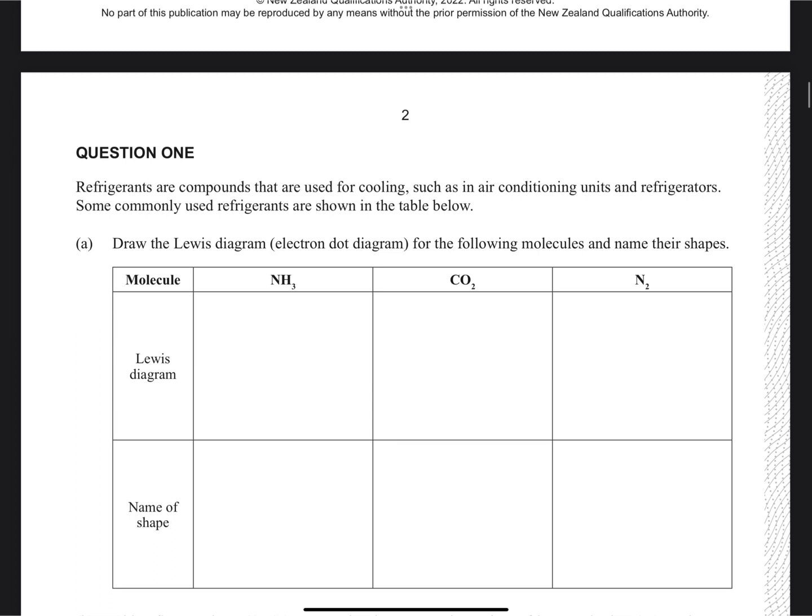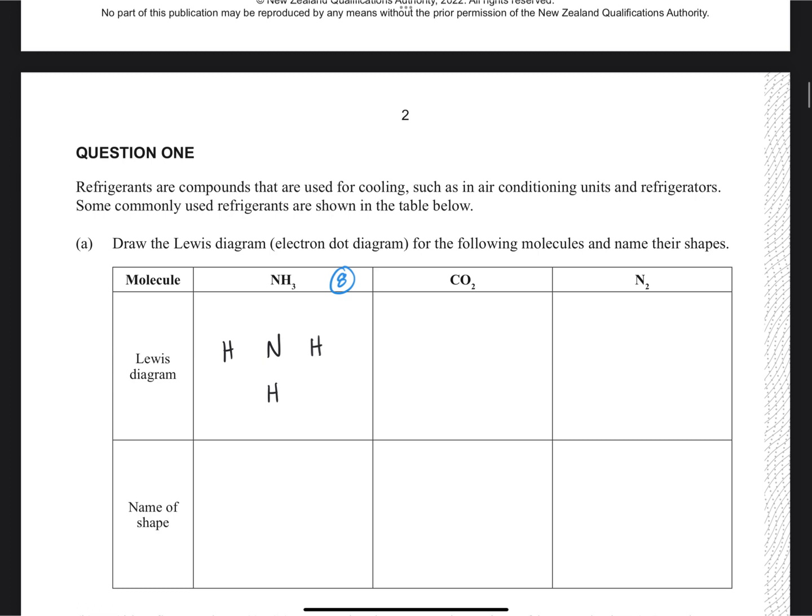All right, the first thing we're going to do is add up valence electrons. So my nitrogen has 5, and my hydrogen has 1, 3 times, for a grand total of 8. I have 8 valence electrons. I'm going to start with nitrogen in the middle and 3 hydrogens all around.